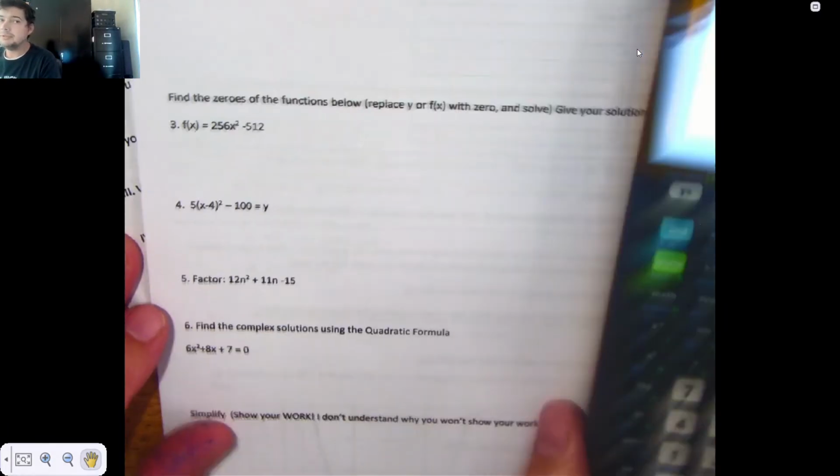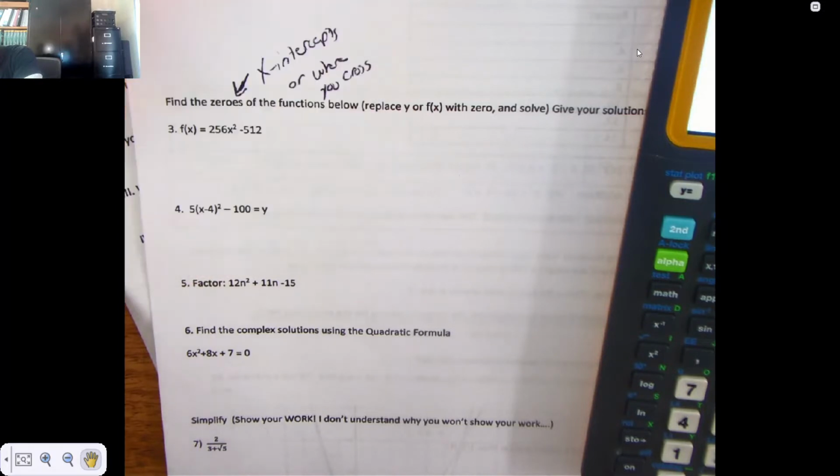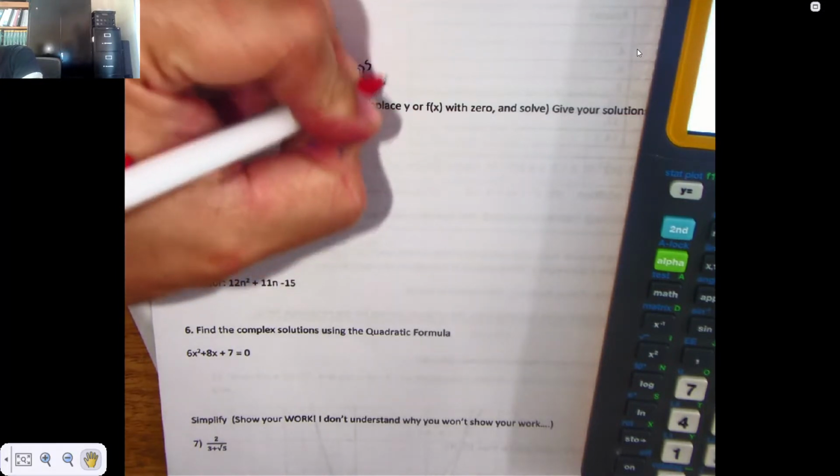Number 2, you already know how to do, that's matrices. Number 3 is find the zeros. Zeros are better known as your x-intercepts, or where you cross the x-axis. Now there's two ways of doing this.